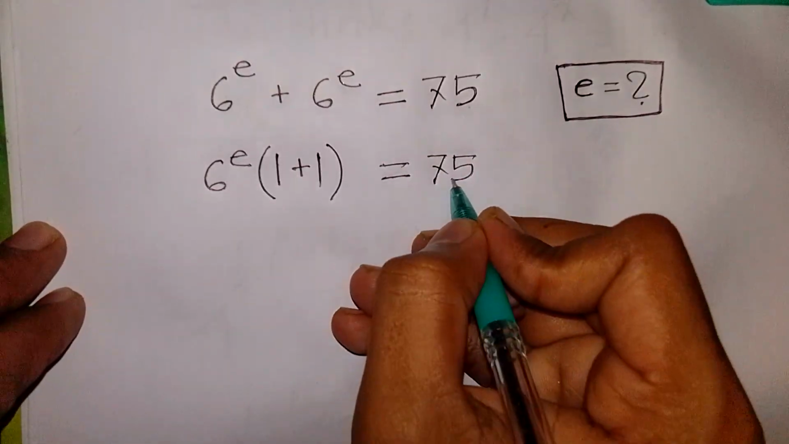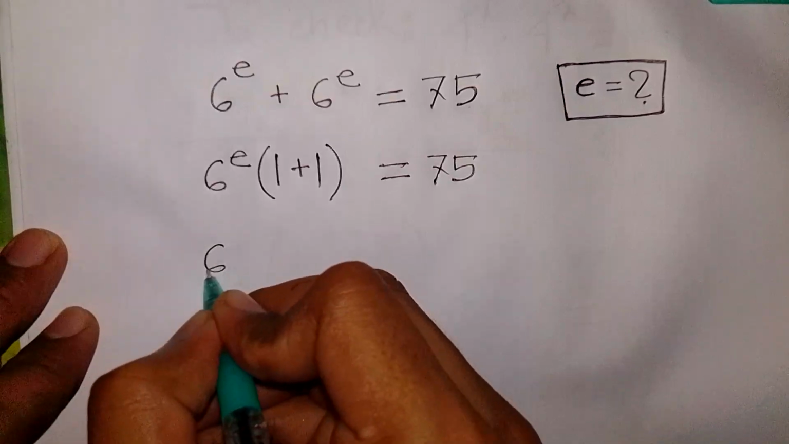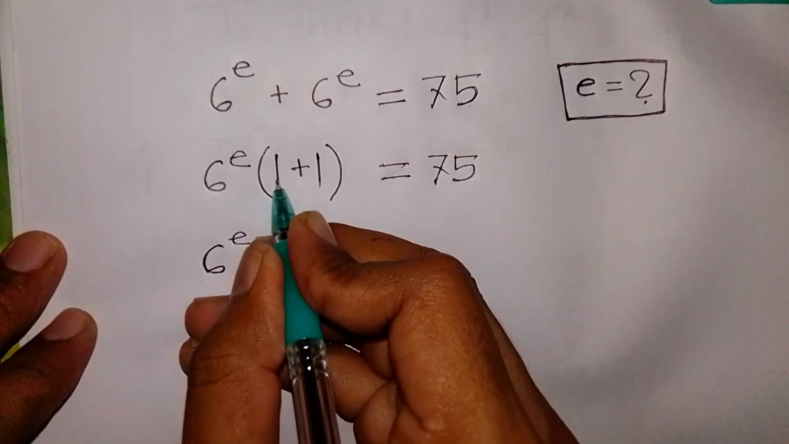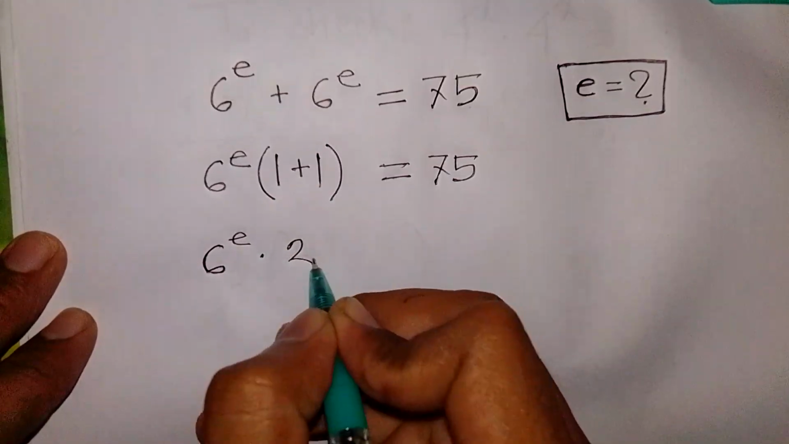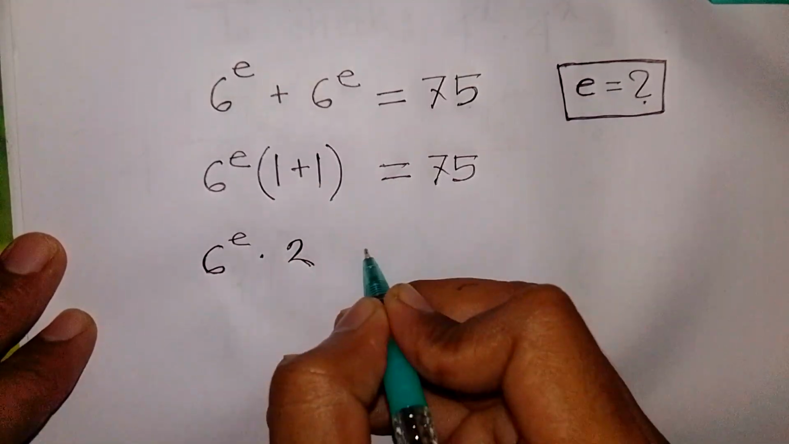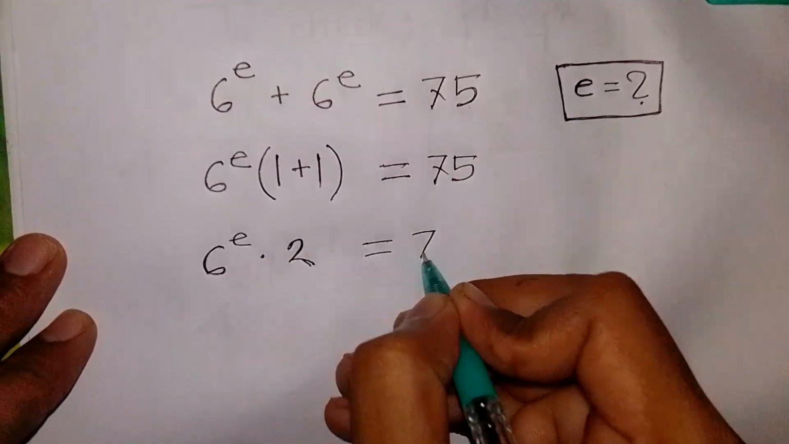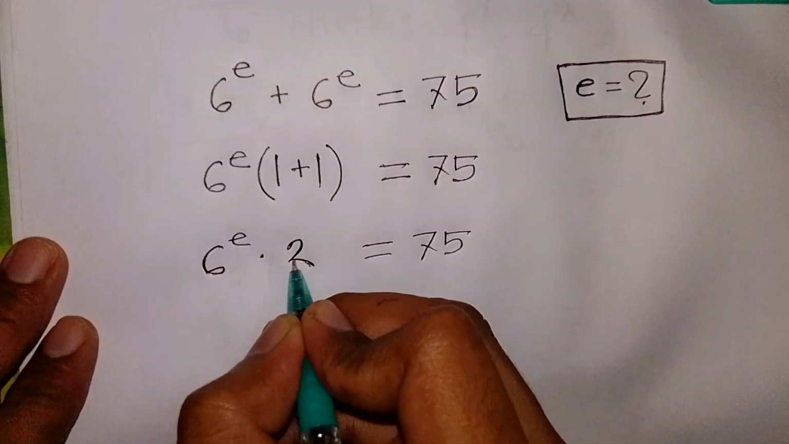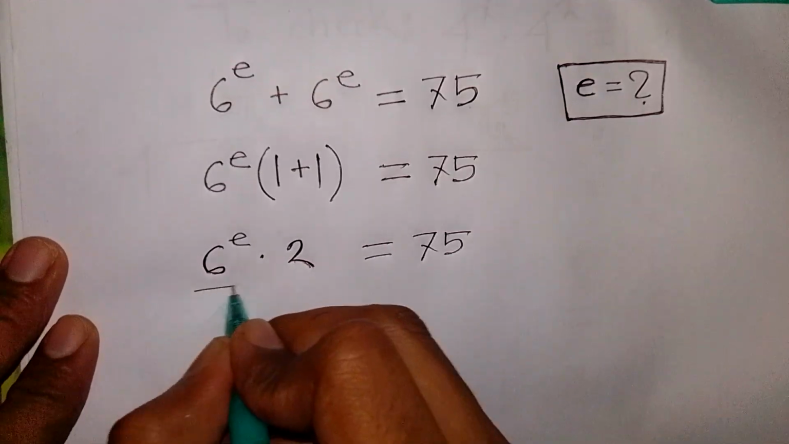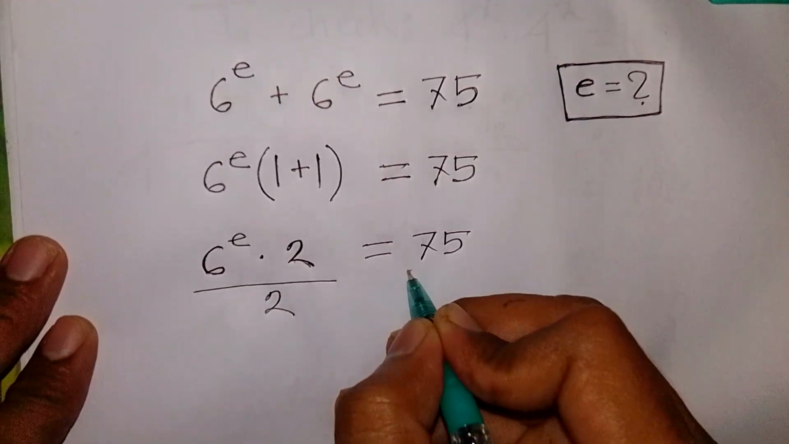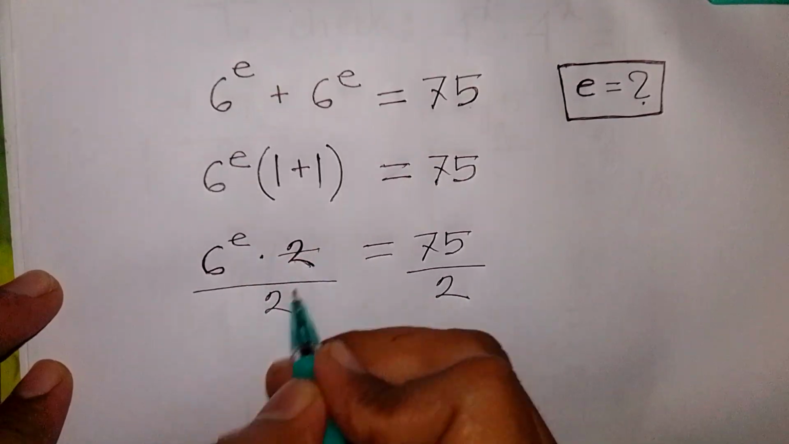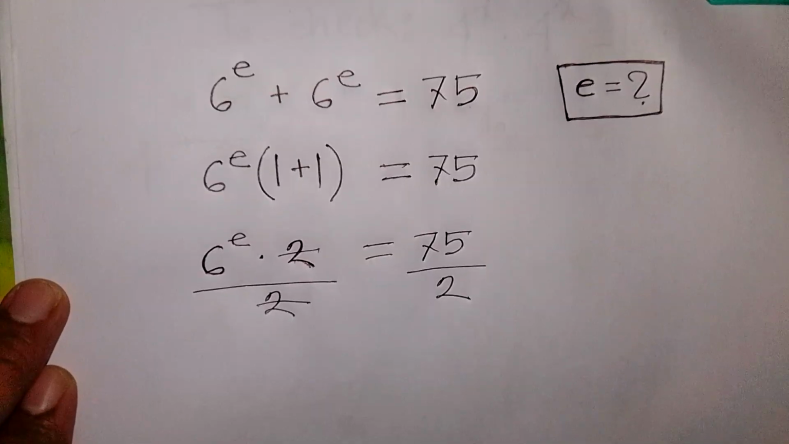75. Now we have 6 power a times 1 plus 1, which is 2, is equal to 75. Now we divide by 2 on both sides. So divided by 2, divided by 2. We see this 2 will be cancelled.